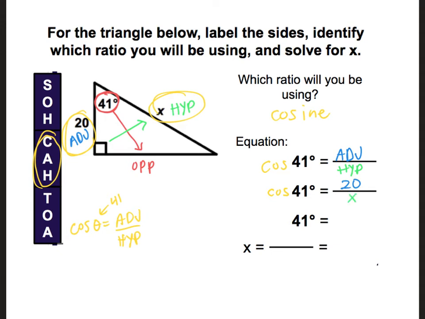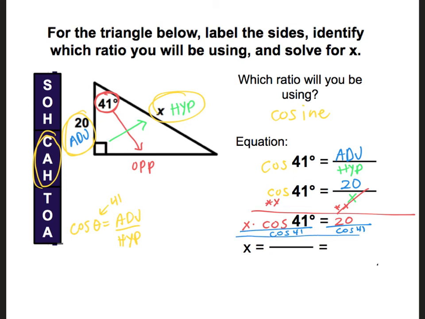Again, we're trying to get x by itself, and right now my x is in the denominator, and I don't really like that, so I'm going to multiply both sides by x, because originally you were dividing, so that cancels these x's out. You would have x times the cosine of 41 equals 20. Again, cosine of 41 is just a number, and we're multiplying x by that number, so we're going to divide both sides by the cosine of 41.